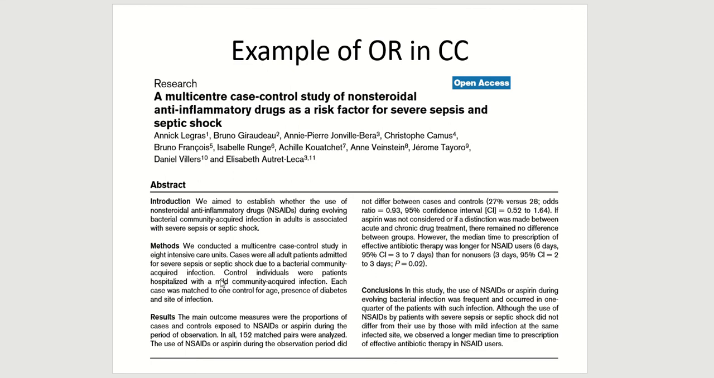So these are the cases. They looked for everyone who has septic shock or severe sepsis. Controls are those who don't have this. Controls: individuals or patients hospitalized with a mild community acquired infection. Each case was matched to one control for age, presence of diabetes, and site of infection. Now, matching or no matching, we'll talk about that once we get into the designs. Okay, so basically what matters for us is that this is a case control design.